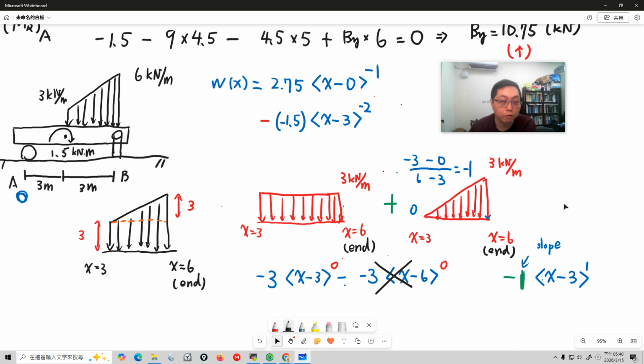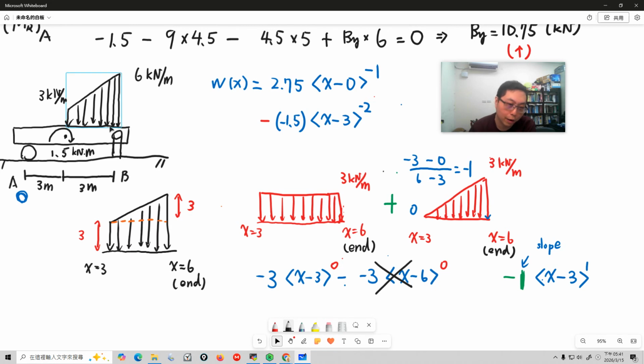Precisely, we have to cut it off at x equal to 6, so we have to add something for x equal to 6. But since x equal to 6 is the end, we can ignore everything at the end. So for this problem, the right triangle distributed load function is just represented by this simple discontinuity function. So the answer is very simple here.